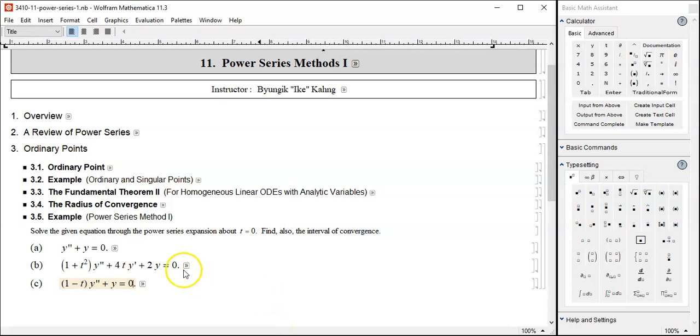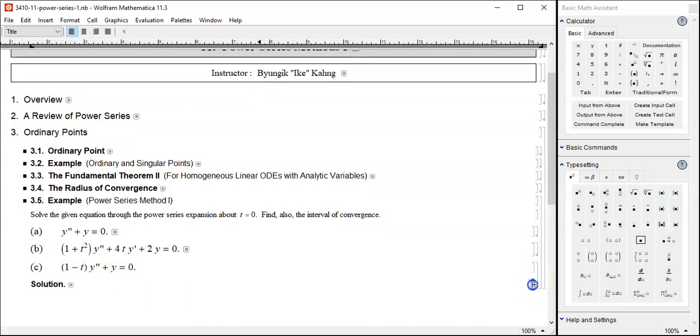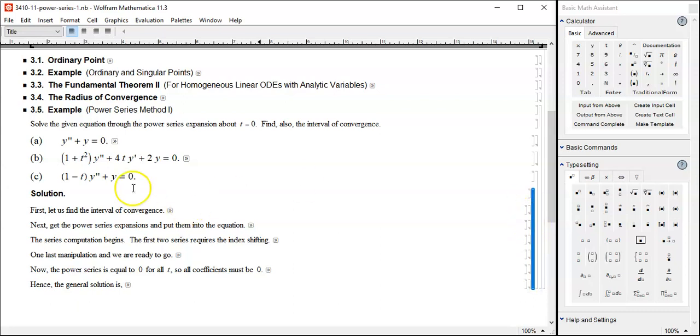Let's see. Previously we had the derivative and second derivative, but here I only have the second derivative, so hopefully this is a little bit simpler. But in any case, let's begin with the interval of convergence first. So for the interval of convergence, we have to find out the singularity first.